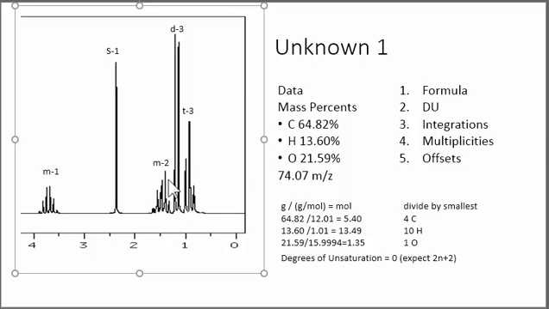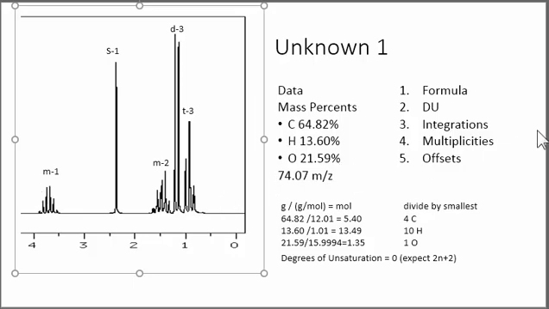There are 1, 2, 3, 4, 5, 6 sets of peaks in this structure. We have a triplet here with 3 hydrogens, a doublet with 3 hydrogens, a multiplet with 2, a singlet with 1, another singlet with 1, and a multiplet with 1 hydrogen.